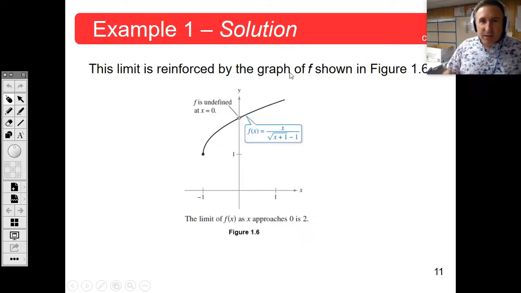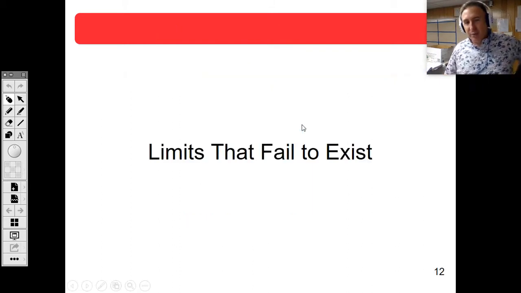This limit is reinforced by the graph. So we're looking at the graph, and we have a hole in our root function. Now, if you wanted to see the root function simplified, we'd multiply by the conjugate in the numerator and denominator, root x plus 1 plus 1, and get the root out of the denominator, and some stuff would cancel, and it would be a lot nicer to look at. So this looks like root x plus 1 plus 1 with a hole in it at 0.2 specifically.